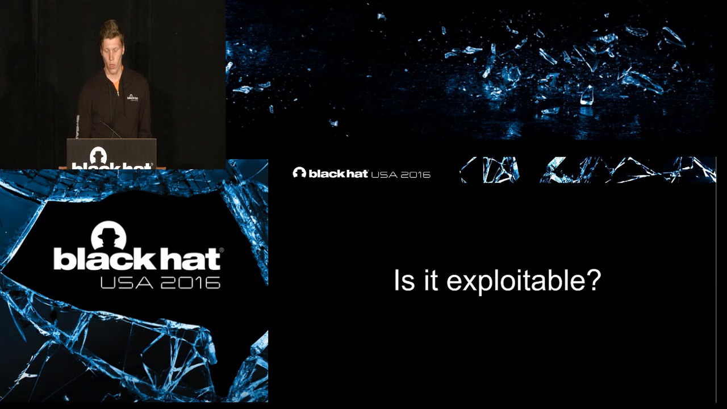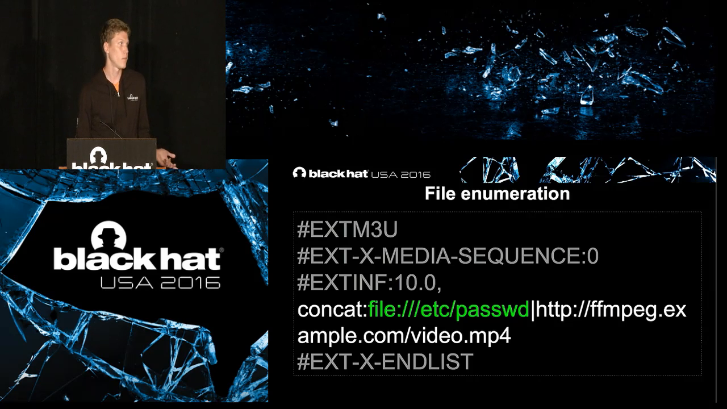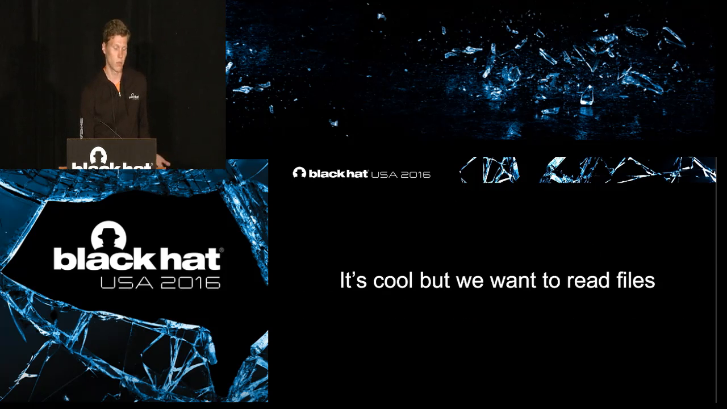Is it exploitable? The first thing I tried was to enumerate files. For example, when you put an M3U8 playlist like this, if the first file exists, then the DNS request will be made. And if not, there will be no DNS request, since FFmpeg stops file processing after the first fail. It's a proof of concept, but it isn't what we want. We want to read files as was shown before.